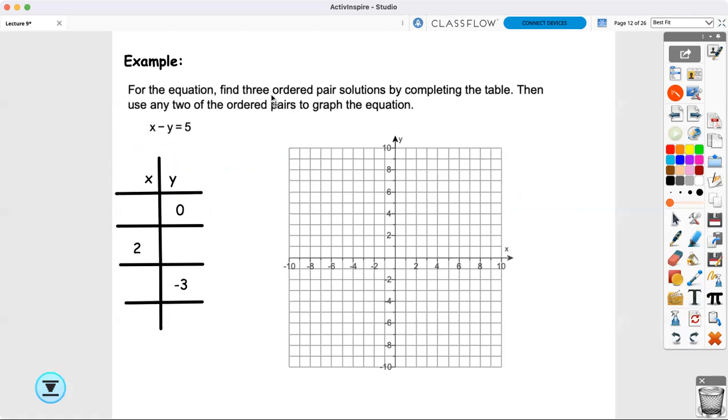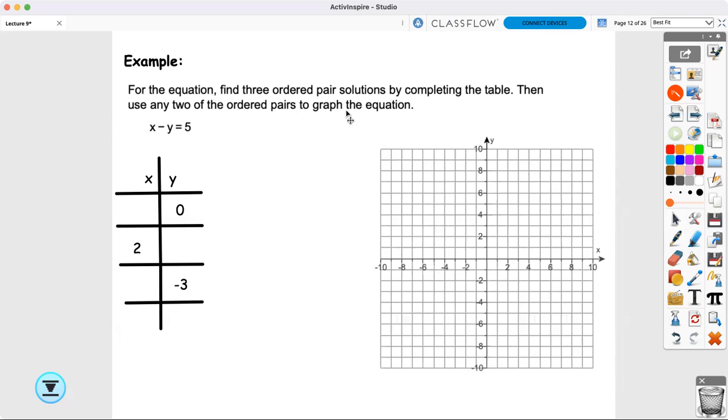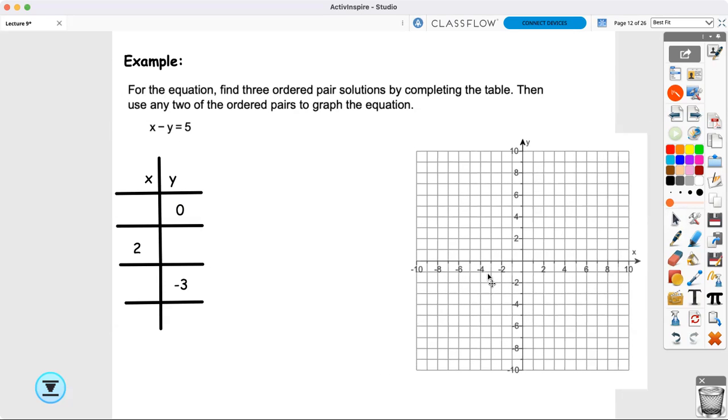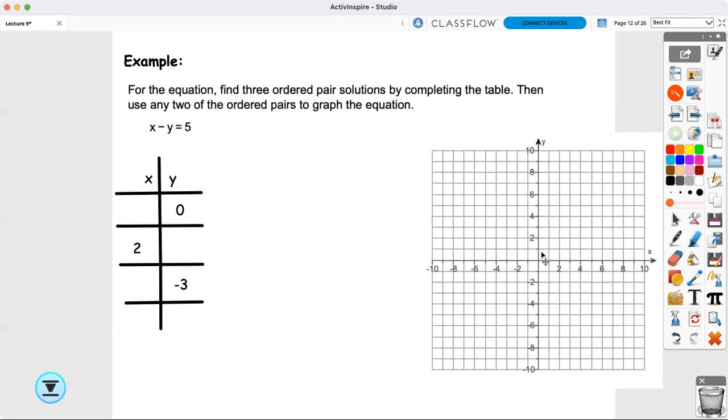For the equation, find three ordered pair solutions by completing the table, then use any two of the ordered pairs to graph the equation. Okay, so write the two sentences, write the equation, draw this little table in your notebook, have some space to work, and then you can set up the graph to the side. Make sure you have a good amount of space in between the table and the graph, because we're going to do some algebra in the middle. Go ahead and start the 2-minute timer for you to set it up, because it is a pretty long problem. Then we're going to work through it, okay?